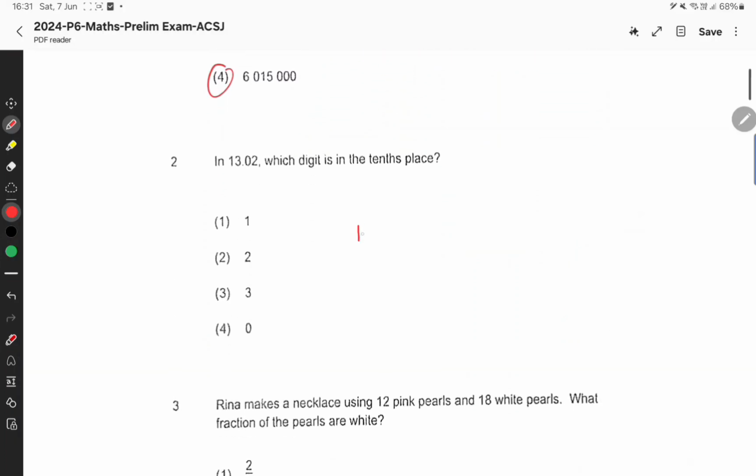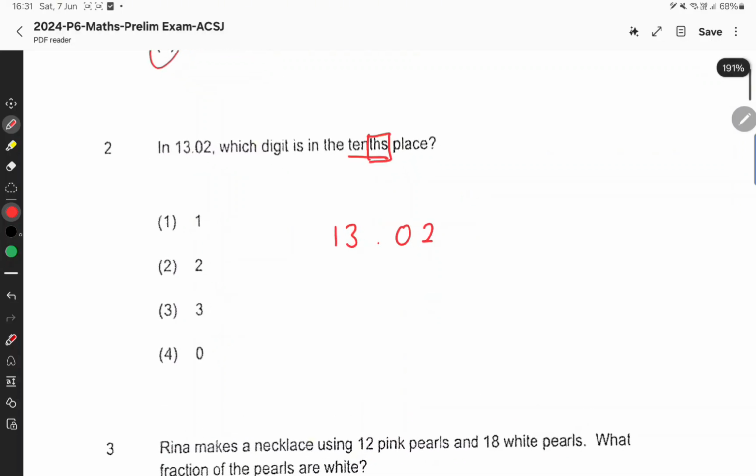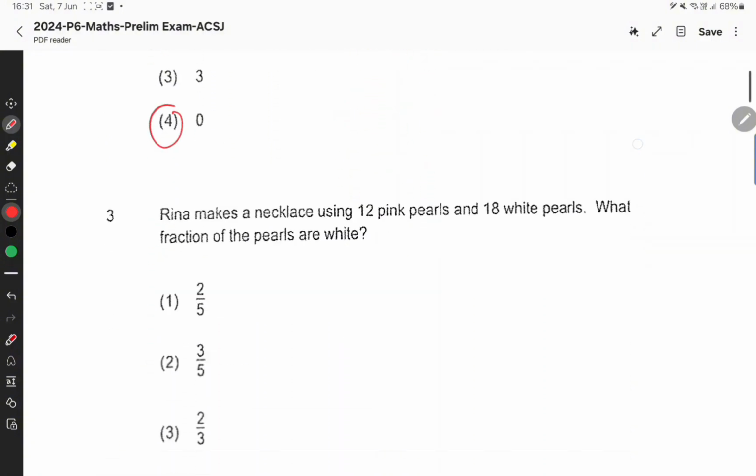In 13.02, which digit is in the tenths place? The keyword in this question is the "THS". THS means that we are looking at the numbers after the decimal point. The first number after the decimal point is our tenths place and the next is our hundredths place. We are looking at the tenths place, so therefore the answer is 4.